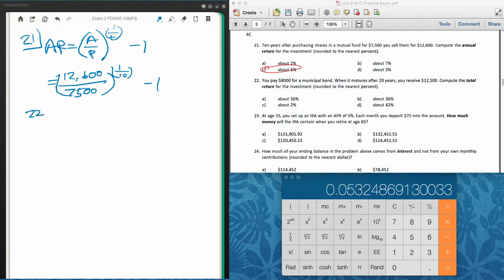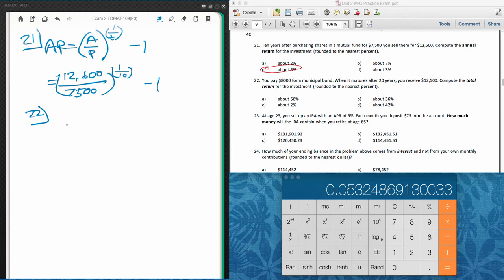All right, let's look at number 22. When you pay $8,000 for a mutual bond, it matures after 20 years and you receive $12,500. You want to compute the total return of this investment. Okay, so we're looking for the total return. That's how much we've earned over all 20 years combined. Okay, so from when it started to when it ended.